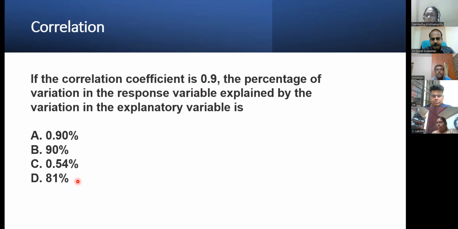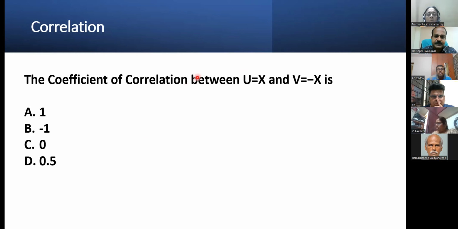Am I right? 81% of the variation in Y is explained by the variation in X. The answer is R square because R is 0.9. So R square is 0.9 into 0.9, 81%. This is what we discussed.